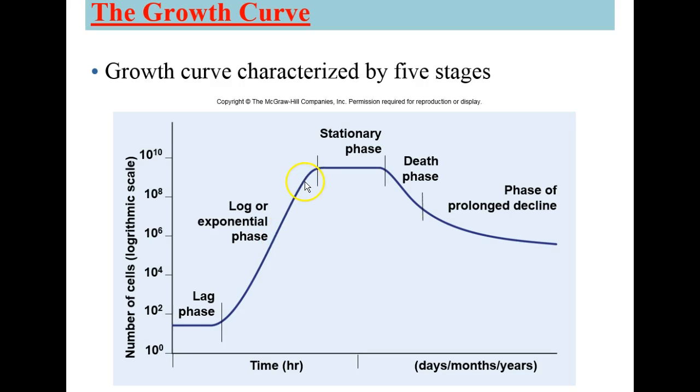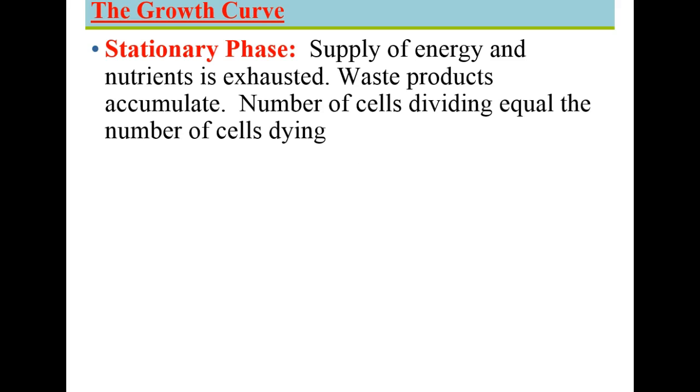Following the log or exponential phase, the population enters the stationary phase. The stationary phase is a phase of no net growth of the population, as the number of organisms dying and the number of organisms dividing equal each other. In the stationary phase, the supply of energy has been exhausted and waste products are accumulating.